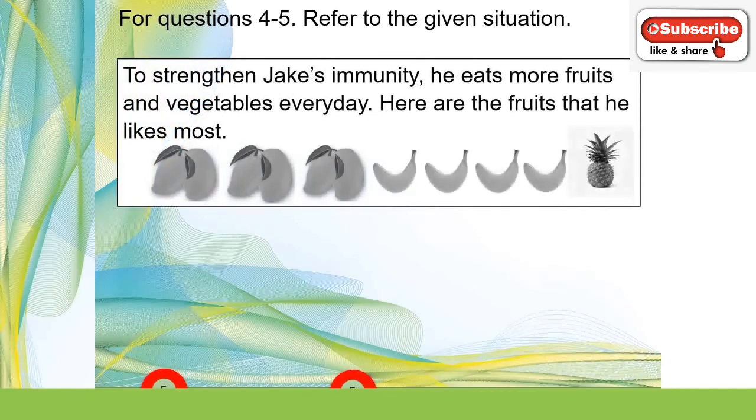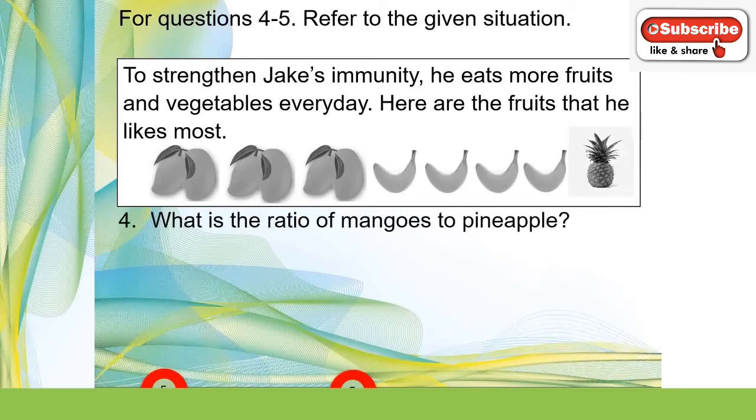To strengthen Jake's immunity, he eats more fruits and vegetables every day. Here are the fruits that he likes most. Number 4. What is the ratio of mangoes to pineapple? A. 6/1. B. 1/6. C. 2/1. D. 1/2. Write your answer now. Time is up. The correct answer is letter A.